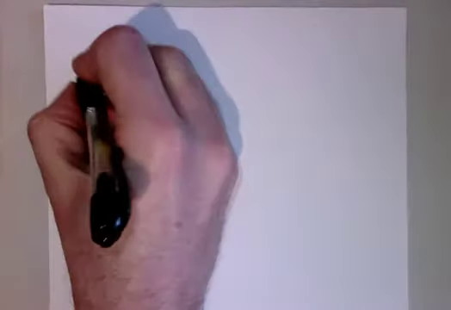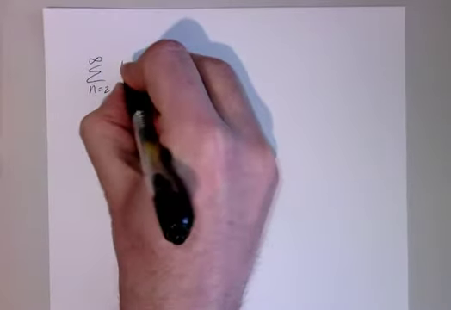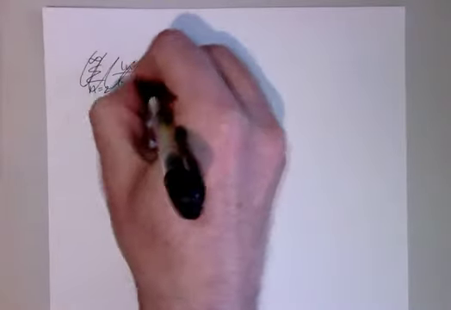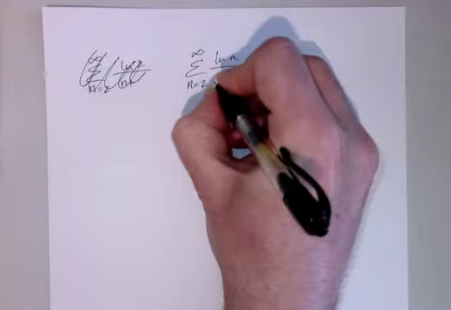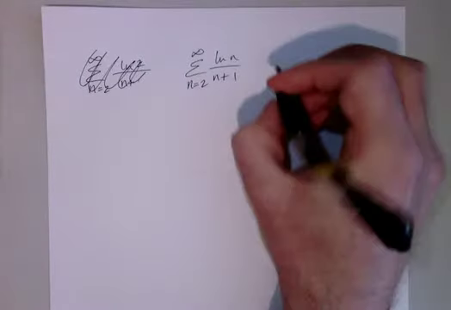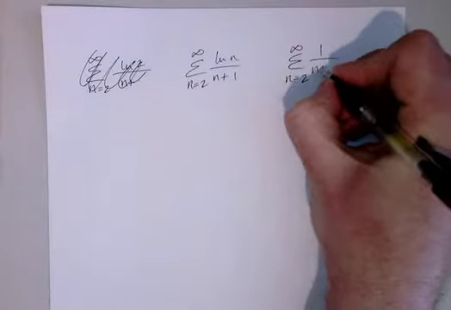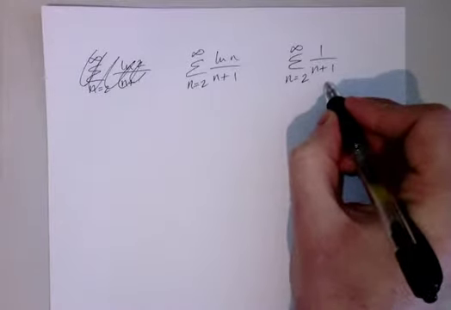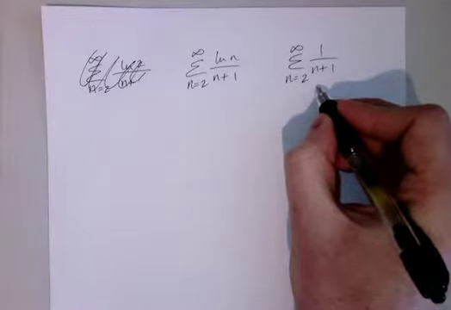Well, let's go ahead and do one more, and we'll relegate the limit comparison to the second video. So I have natural log n over n plus 1. Well, here's the thing. We're going to compare it to 1 over n plus 1. Now we happen to know that this is divergent, for the same reason that 1 over n is divergent.